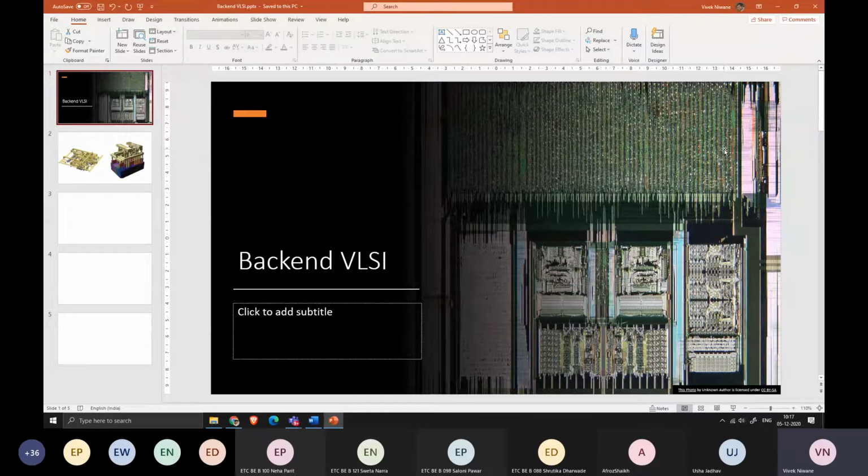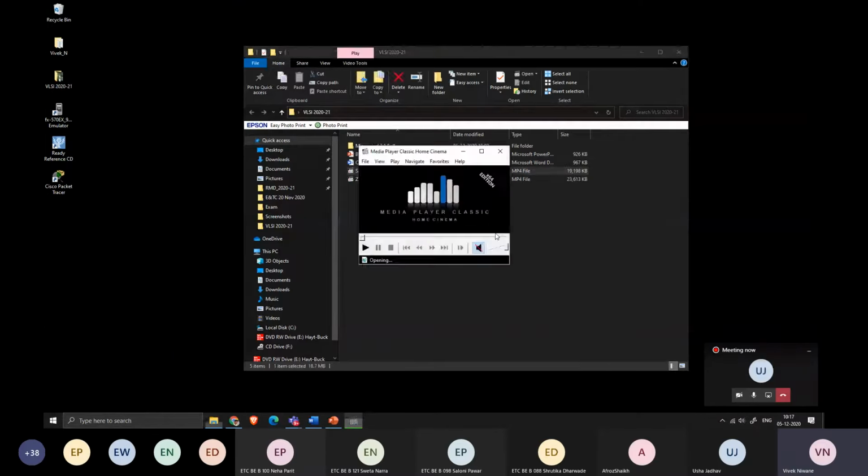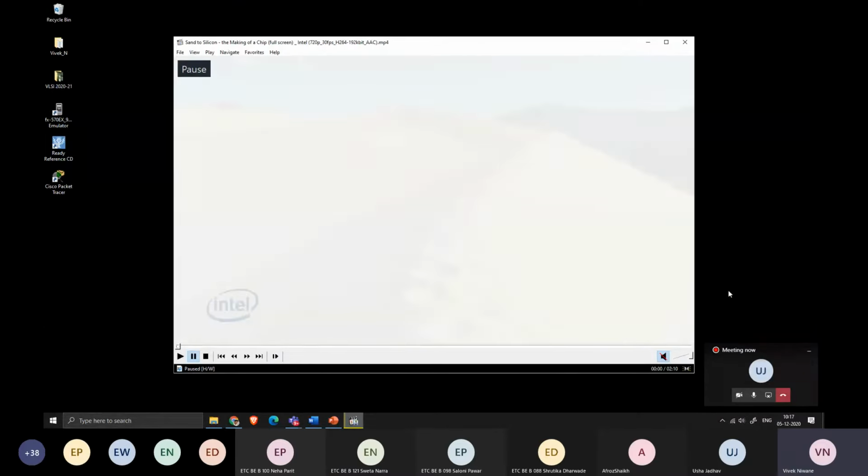So for that purpose, before going to the actual discussion, I want to show you two videos. One video is from Intel, an animated video, showing how they go from silicon to the final packaging of their processor. Another is what is really inside a processor when we have a ready-made processor in our hand and we try to zoom into it, how it looks. So let us have the first video, and let me share my audio as well.